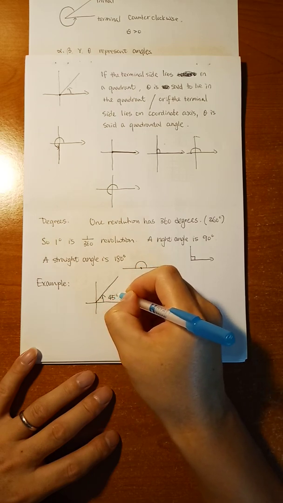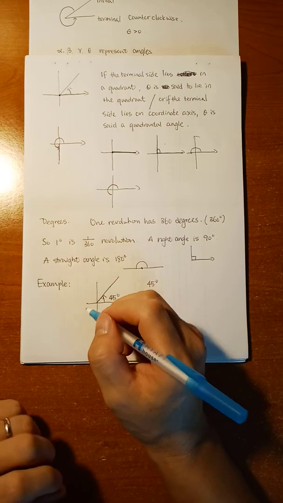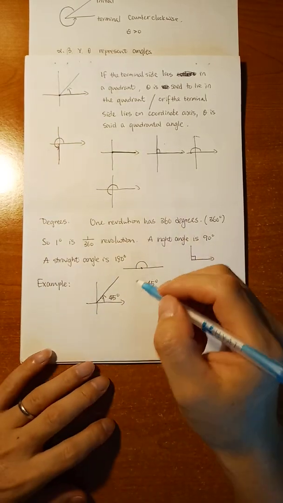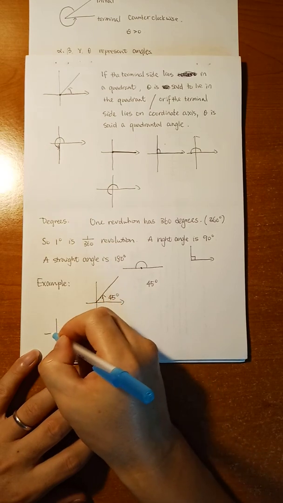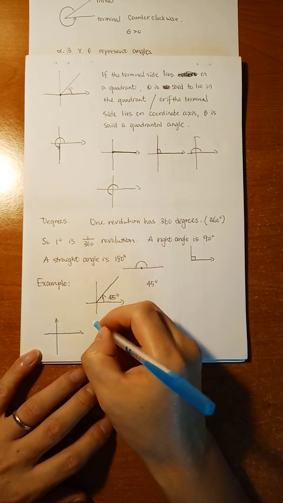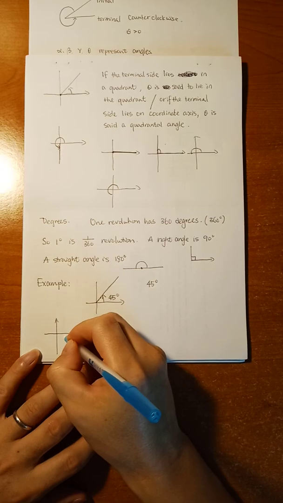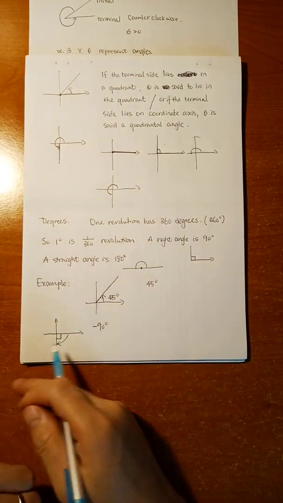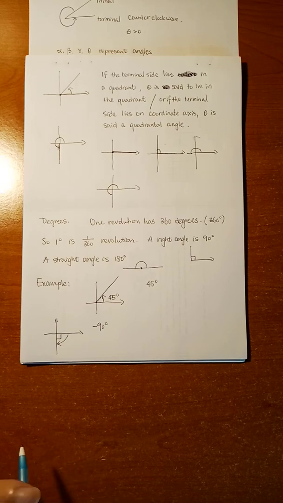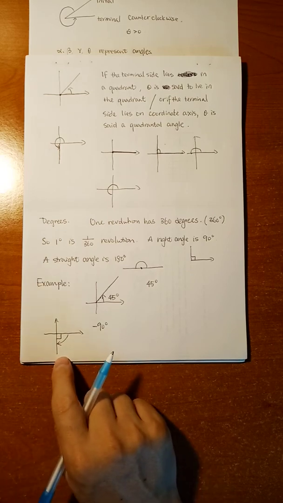This is 45 degrees. This is the counterclockwise orientation, positive. If we want negative 90 degrees, we go this way, it's clockwise and a quarter. So it's a quadrantal angle. It's negative 90 degrees.